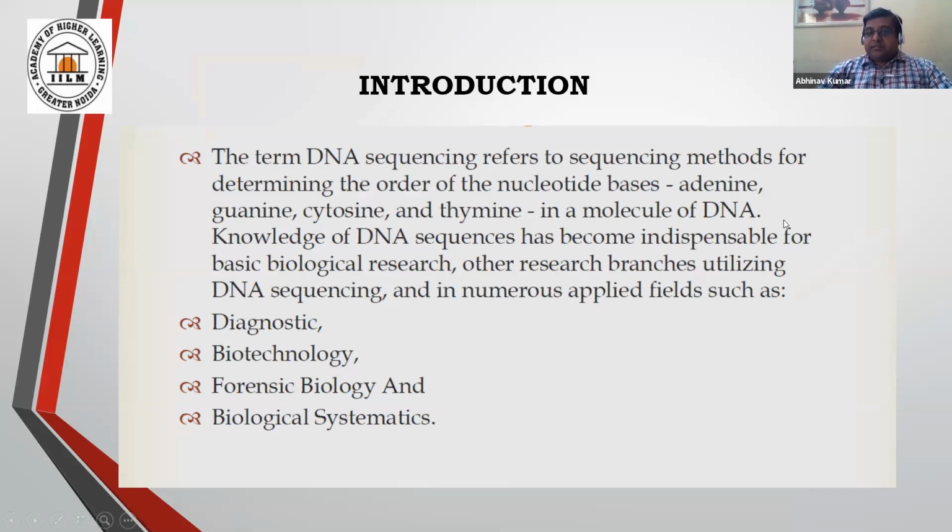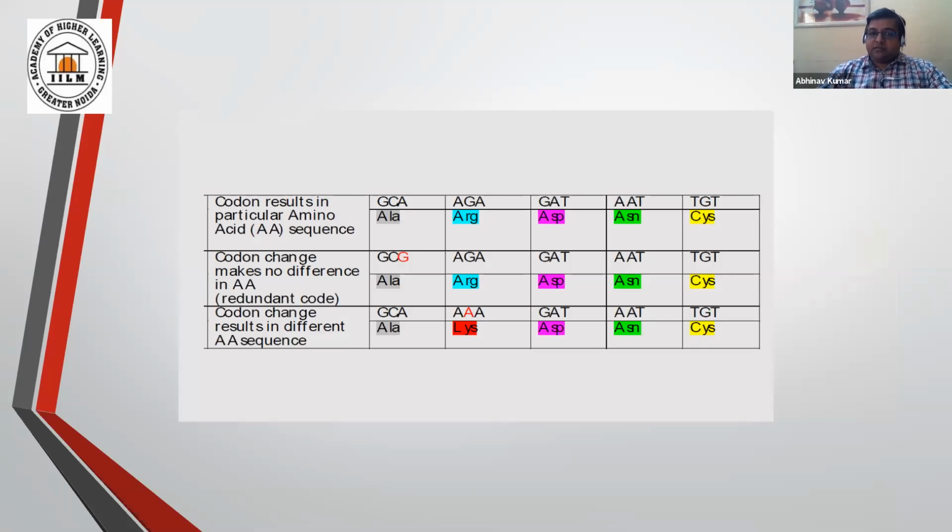So the term DNA sequencing refers to sequencing methods for determining the order of the nucleotide bases. These bases are adenine, guanine, cytosine, and thymine in a molecule of DNA. Knowledge of DNA is actually indispensable, and the uses are diagnosis, biotechnology, forensic biology, biological systematics, bioinformatics, transgenic research, computational biology. There are so many uses of this kind of thing.